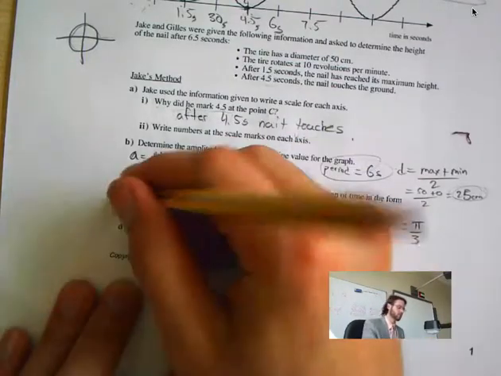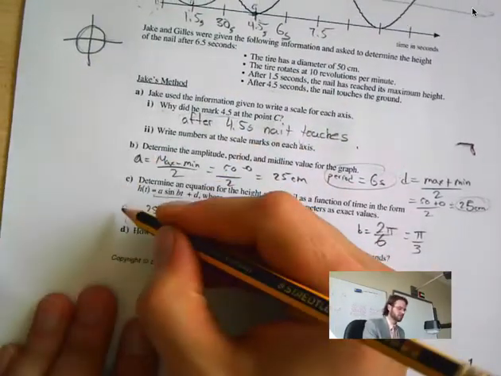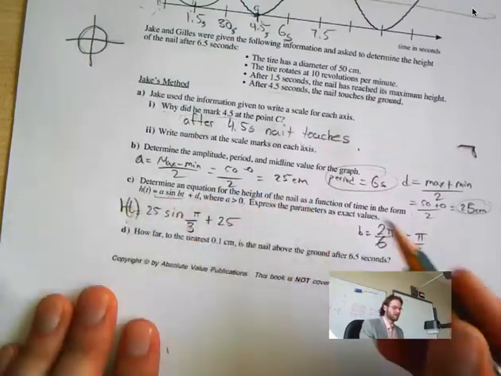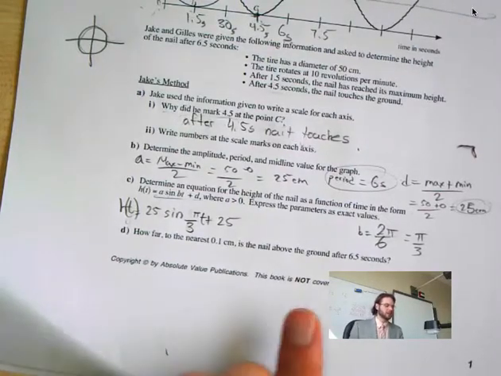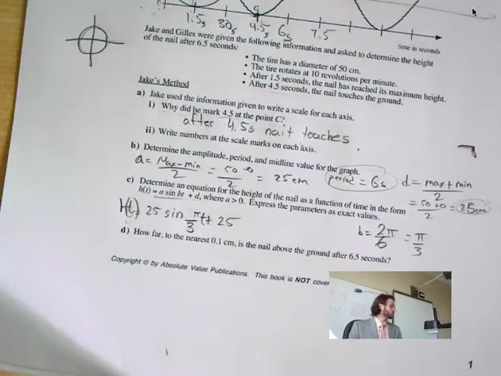Oh, it wants it in terms of h of t. And this is t as in time. Okay? So, how far to the nearest 0.1 centimeters is the nail above the ground after 6.5 seconds? So to do this, I have to use my graphing calculator. So I plug everything into my graphing calculator.